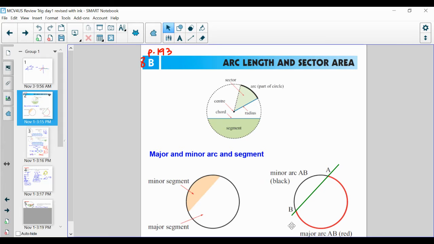So we're going to spend a little bit of time looking at chapter 8 about trigonometry before we go into derivatives. The first thing to know is about arc length and sector area.